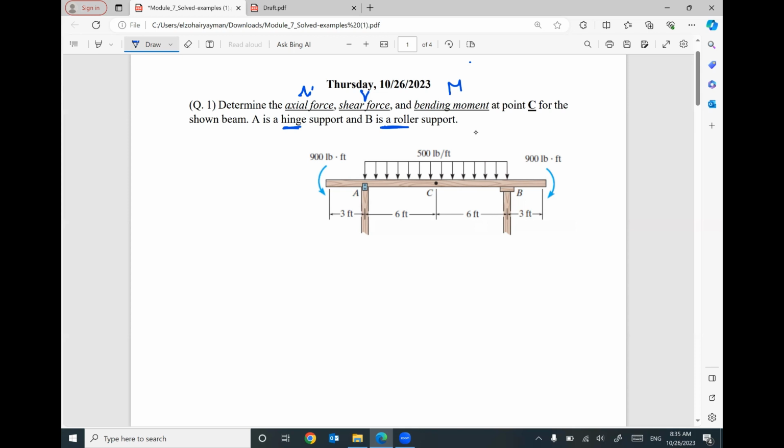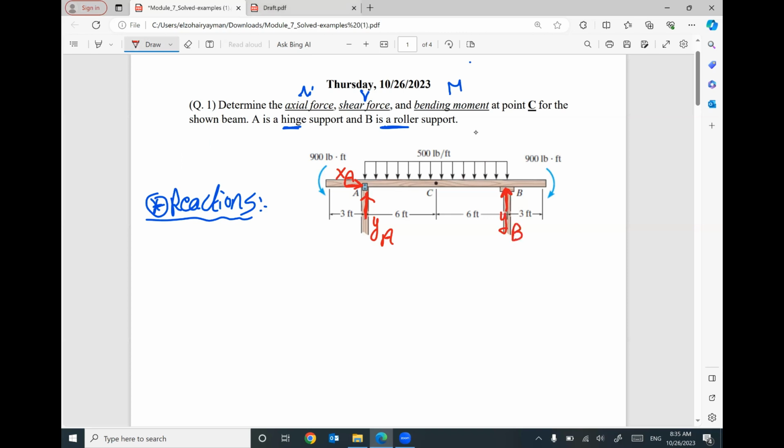If you remember what I said on Tuesday, we have to start first with reactions. Regardless of what the requirement is, what the point C is, I don't care about all of this stuff. My concern right now is that I have two reactions at A because it's a hinge. So I have YA, I have XA. At B, I will have only one reaction because it's a roller, YB.